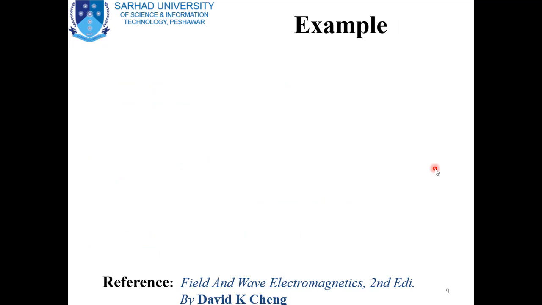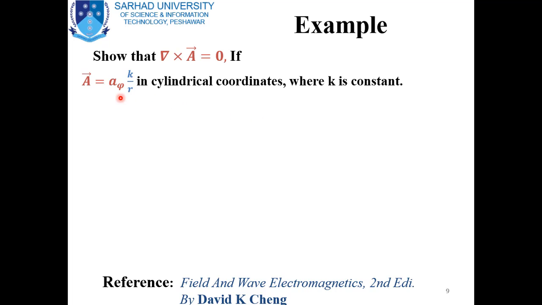Now in this slide we will discuss an example, where we have to find the curl of a vector A, and show that del cross A is equal to 0 if A is given as a phi k divided by r in cylindrical coordinates, where k is a constant.